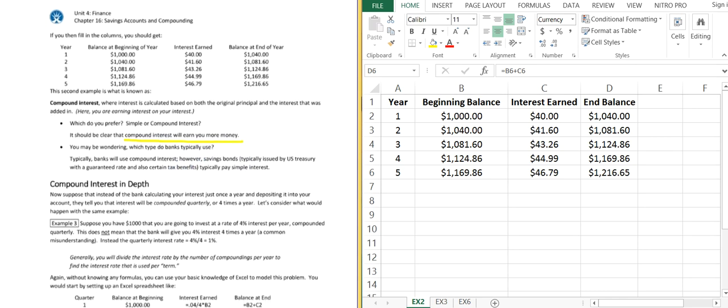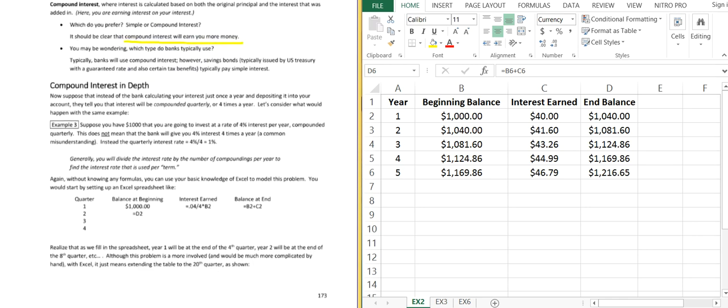So let's continue talking about compound interest in a little more detail here. So now suppose that instead of the bank calculating interest once at the end of the year, like we modeled over here, now suppose that they say, okay, we're going to still pay you that annual interest rate of 4%, but we're going to calculate your interest quarterly. So that's what we mean when we say compounded quarterly. That's going to mean 4 times a year. So compounded quarterly means they're going to calculate my interest 4 times a year.